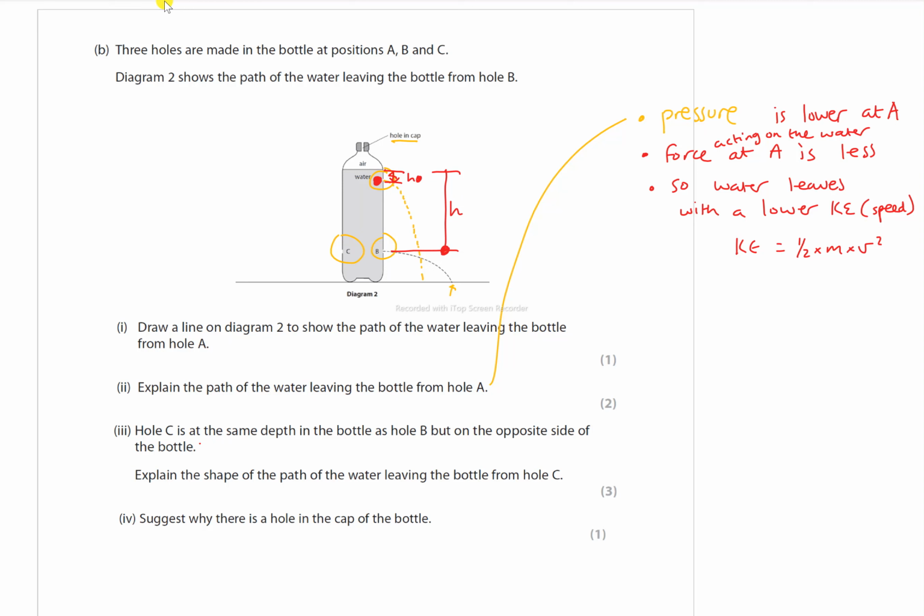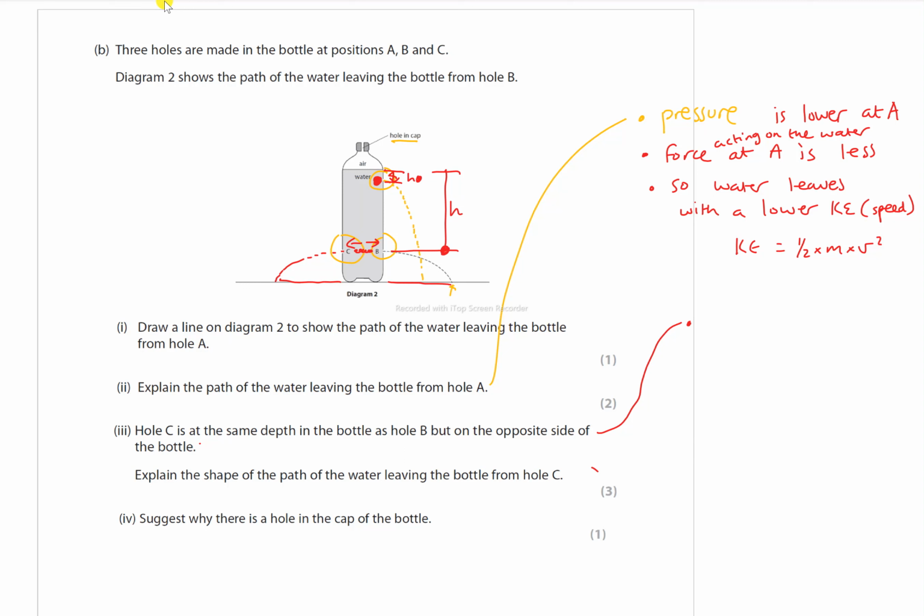Hole at C is the same depth, but on the opposite side. Explain the shape of the path leaving the bottle from hole C. Right. So it's going to be whatever that distance is, it's that distance. So it's going to do this, right? Because the pressure here is acting the same in all directions and it's at the same height. So we need to write that down. Explain the shape of the path of water leaving from hole C.